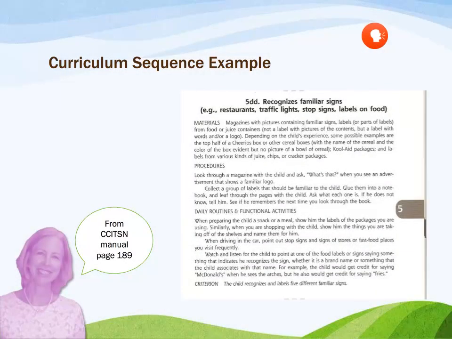This slide includes one skill item as an illustration. It's cognitive item 5DD. Recognizes familiar signs from page 189 in the manual. Note the materials, procedures, daily routines, and criterion for this item.